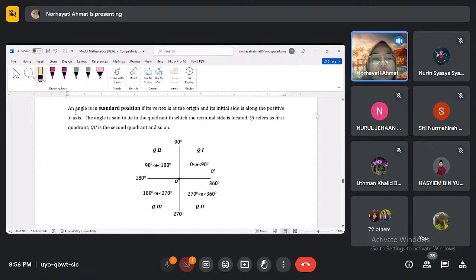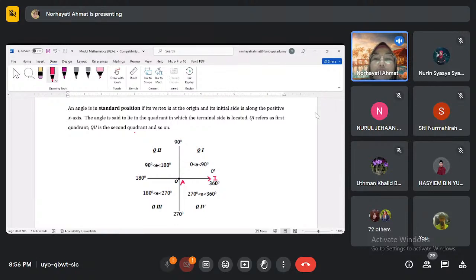Okay, an angle is in standard position if its vertex is at the origin. Vertex tu apa? Dia punya point A tu lah. Tadi tu yang saya sebut tadi. Point A. So at the origin. And its initial side is along the positive x-axis. Okay, positive x-axis. So kat sini lah. Okay, so this is the initial position. So this is standard position of an angle. Okay, and the angle is said to lie in the quadrant in which the terminal side is located.